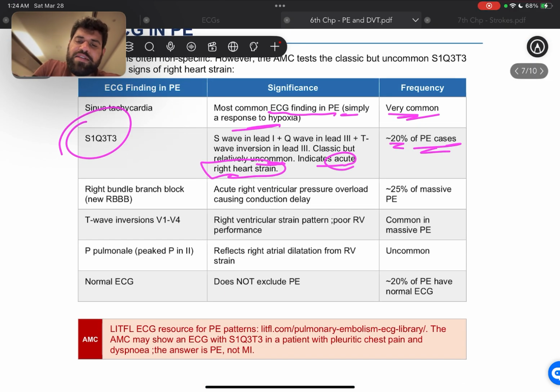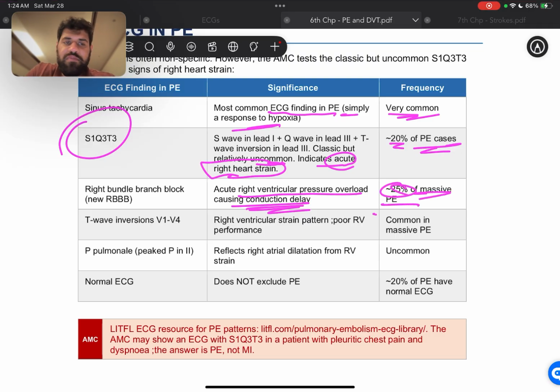Now RBBB is acute right ventricular pressure overload causing conduction delay. It's in 25% of massive PE. And in RBBB you get right axis deviation. That's how you know it's RBBB. Now T wave inversion in leads V1 to V4 is because of a right ventricular strain pattern, poor right ventricular function. It's common in massive PE.